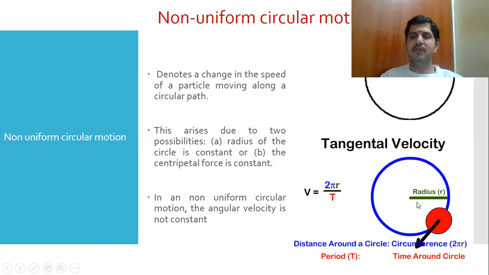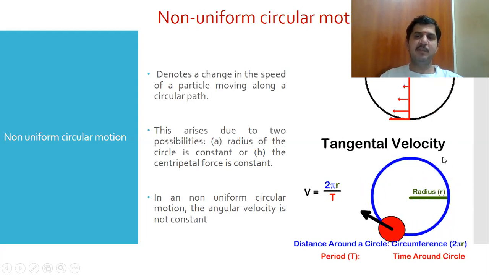What do you mean by centripetal force? Centripetal force, as we already know, is mv square by r, where v is the speed of the particle. So if mv square by r is a constant and v is also varying, what does it mean? It means that as v varies, r also varies. In other words, it is no longer a circular path, but instead a spiral path.